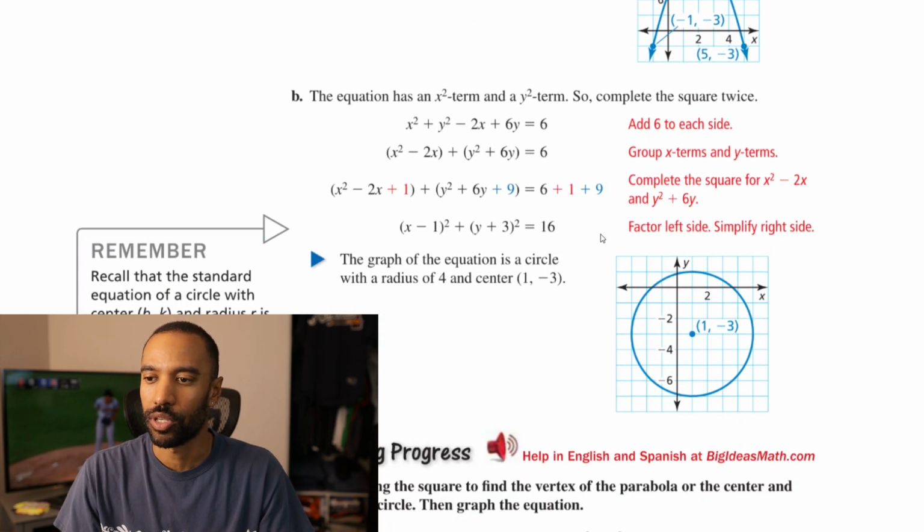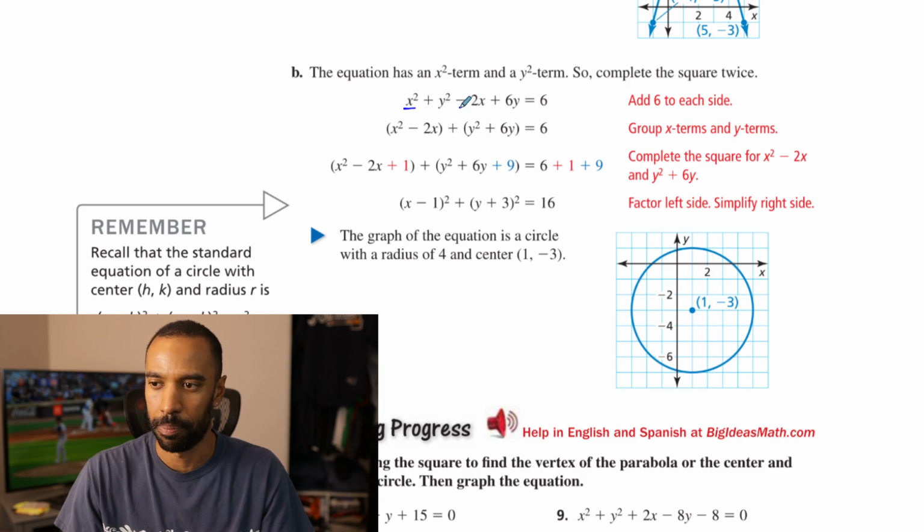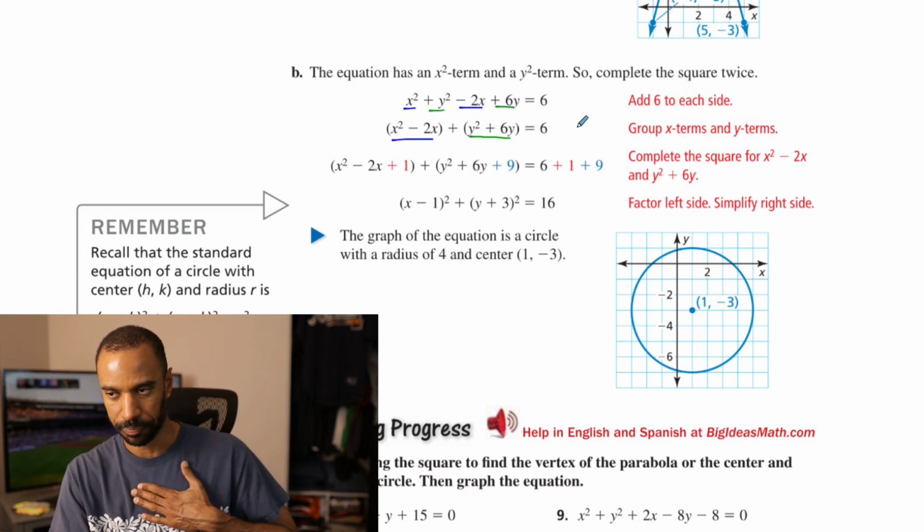Okay, let's look at part B. The equation has an x squared term and a y squared term, so it's going to be a circle. We're going to complete the square on these two separate parts. Let's join up the x terms together right here. Let's join up the y terms together right here. And individually, we're going to complete separate squares.